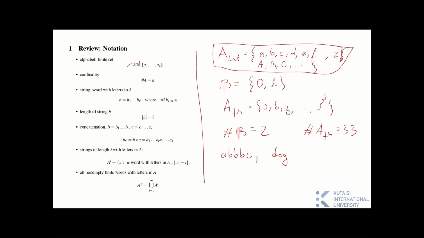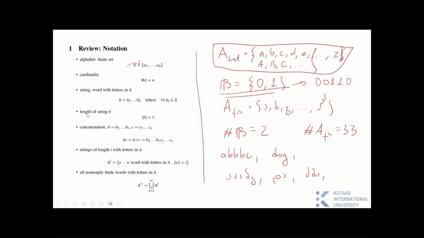For example, if I fix B, then any finite string of zeros and ones, so you have to have a start and a finish, will be a word. In Georgian, too, this will be a word, and this will be a word, and anything gibberish will also be a word. Any combination of symbols is a word, or sometimes we just call it a string. Then the length will be denoted by a modulus. So the modulus of string B is L, which means it has L letters in it.